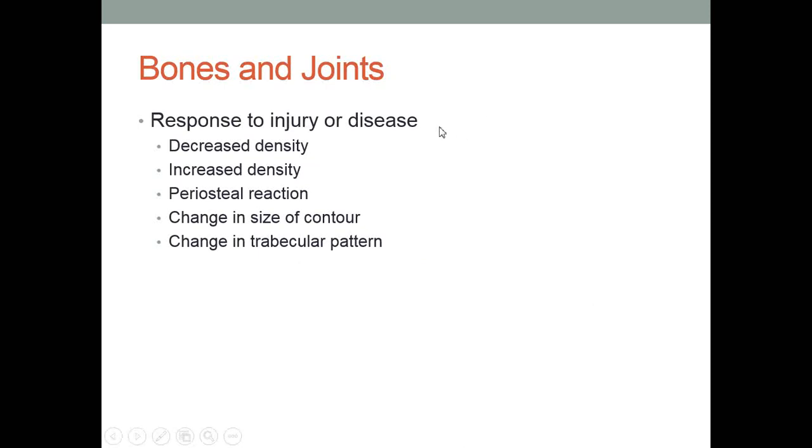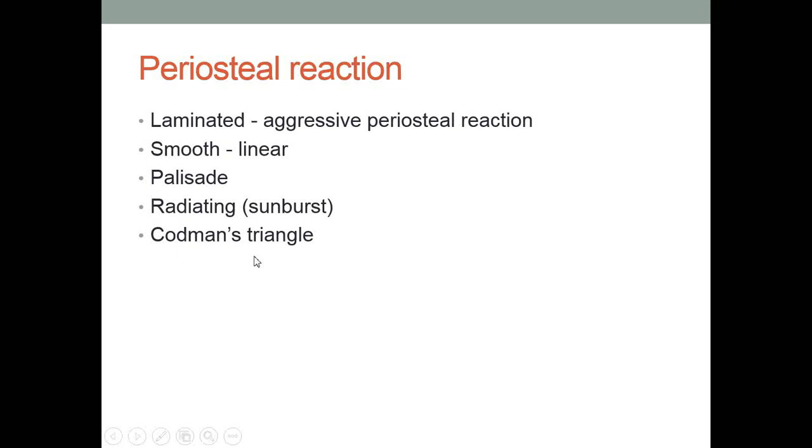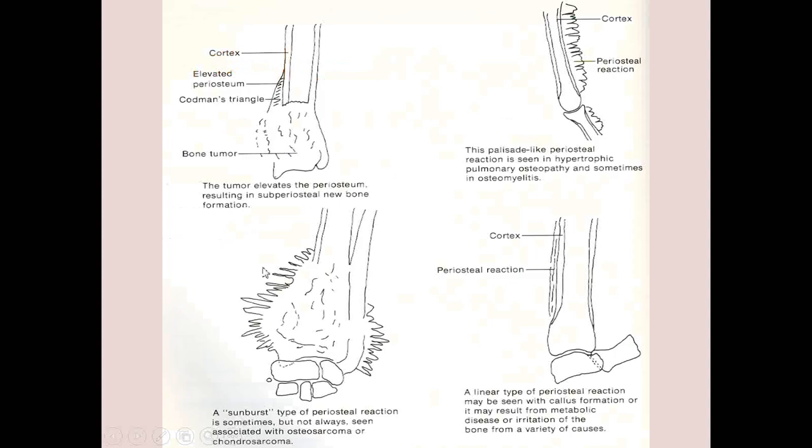Response to injury or disease, as far as bones go: bones decrease or increase density depending upon the stress. There's a periosteal reaction. There can also be a change in the size or contour of the bone. And oftentimes we see a change in the trabecular pattern. Periosteal reactions, you can see laminated, which is an aggressive periosteal reaction. Remember, the periosteum is the connective covering that covers the surface of the bones. You see a smooth linear reaction, let's say, which is a stacking, radiating or sunburst effect, like it's exploded. And you can see Codman's triangle. Codman's triangle is an elevation of the periosteum, not a good sign.